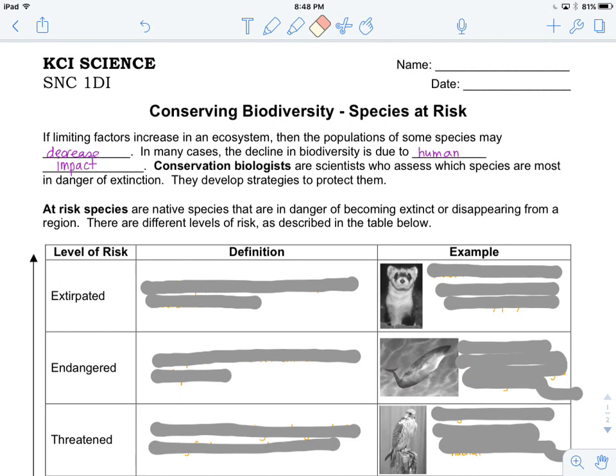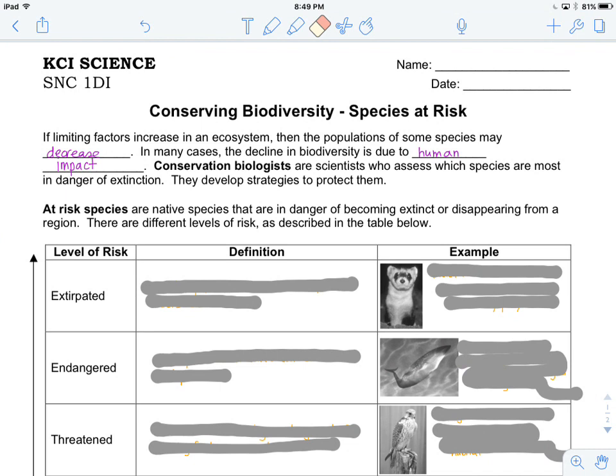Conservation biologists, which Levi is one, that's one of his main jobs. They're scientists who assess which species are most in danger of extinction, and then they develop strategies to protect them. So this completely plays into the work that Levi is doing right now with the Blandings turtle and developing systems and mechanisms for helping them to be able to nest.